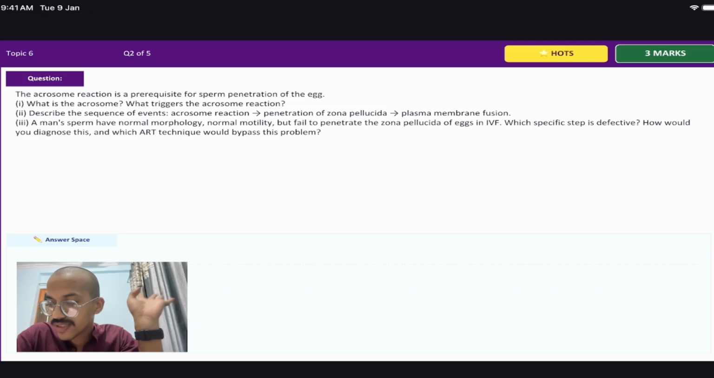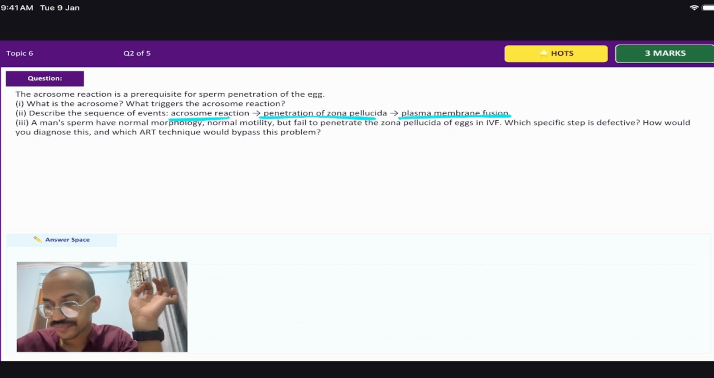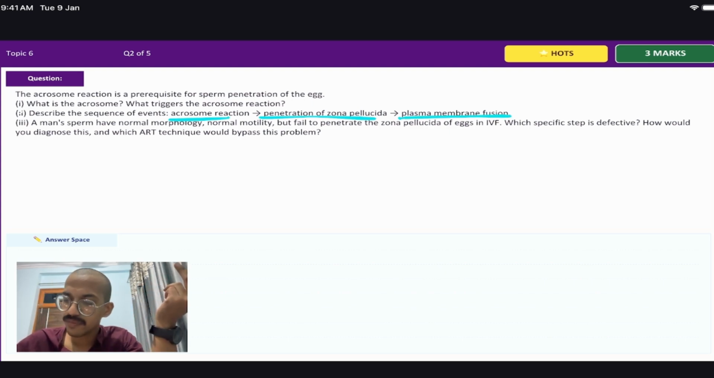Then the next question is: describe the sequence of events, acrosomal reaction, penetration of zona pellucida and plasma membrane fusion. In detail they are asking, which is not there in our syllabus.